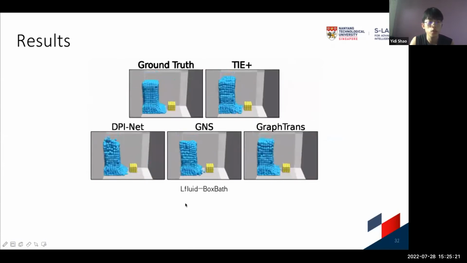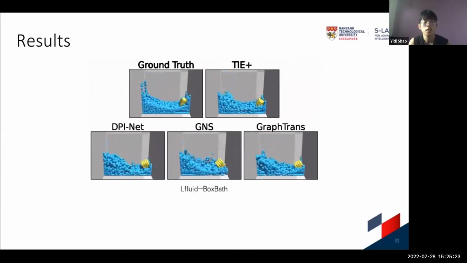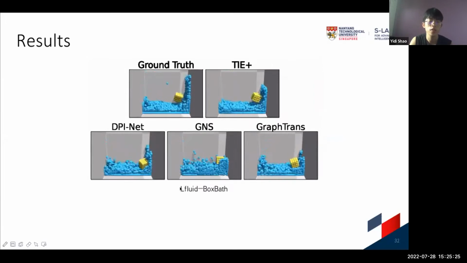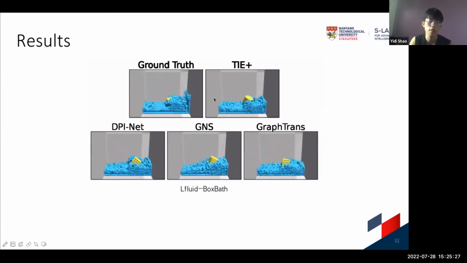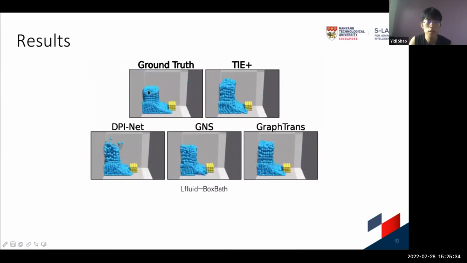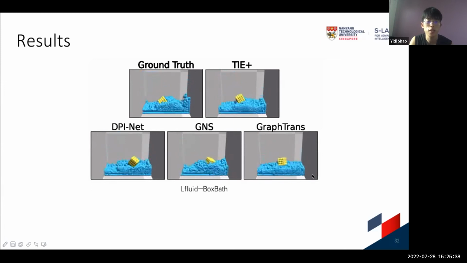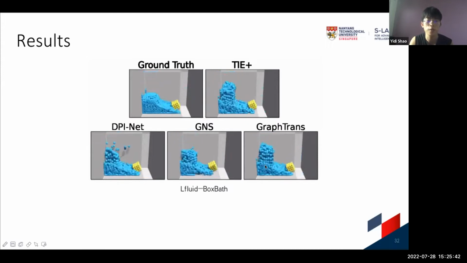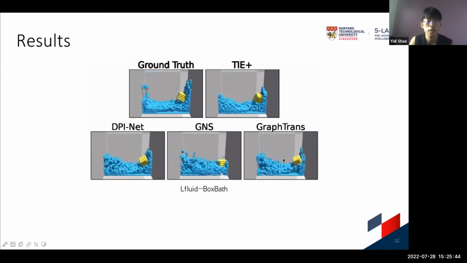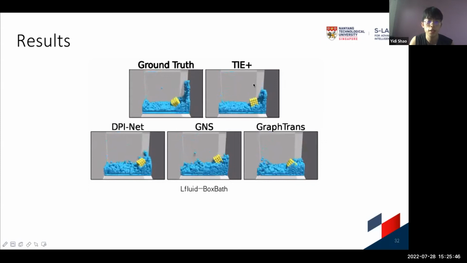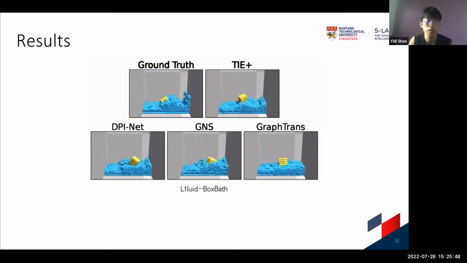And we also did some generalizations. So for example, I still use the box bus, for example. And in this domain, we add more particles to the fluid block. We just test all the models on the new domain. And we can see that our model still can maintain the vivid predictions.